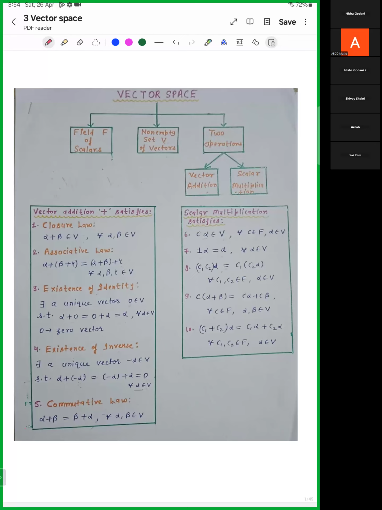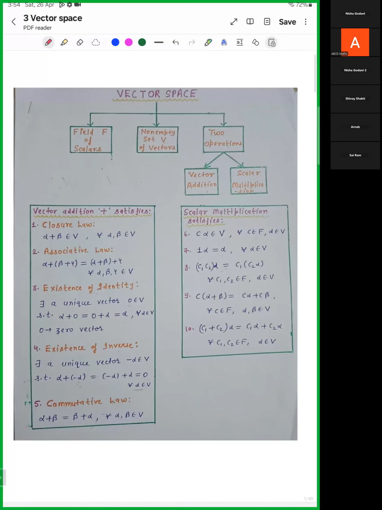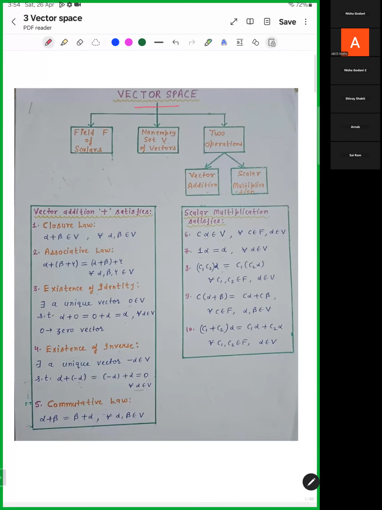In the case of vectors in a plane or in space, you take scalars from the set of real numbers. So what is a vector space? As the name suggests, it is a space of vectors. It has a non-empty set V of vectors. Why non-empty? If it were empty, how would it create a space? So it is a non-empty set of vectors.